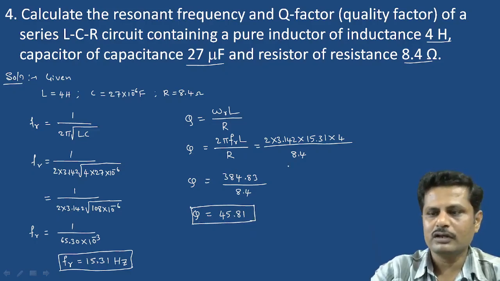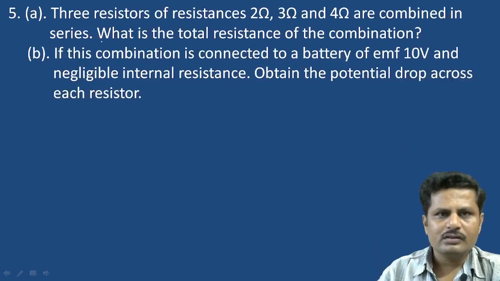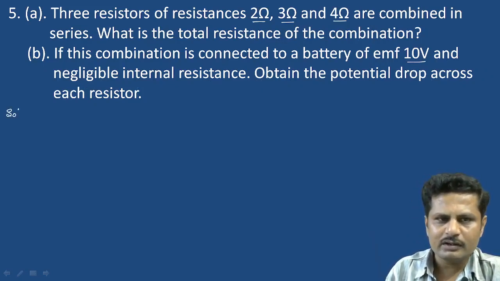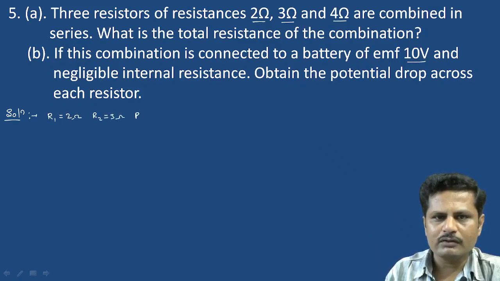So let me move to the next question. 3 resistors of resistances 2 ohm, 3 ohm and 4 ohm are combined in series. A, what is the total resistance of the combination? B, if this combination is connected to a battery of EMF 10 volt and negligible internal resistance, obtain the potential drop across each resistor. See here, let me write the given resistors R1, R2 and R3. That is R1 is equal to 2 ohm, R2 equals 3 ohm and R3 is equal to 4 ohm. They are connected in series.